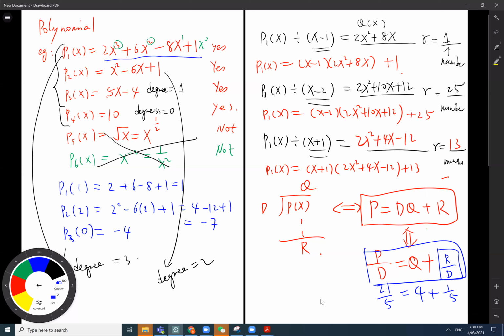So it's about P divided by D, which is Q. Okay. So division, okay. This is division and this form.